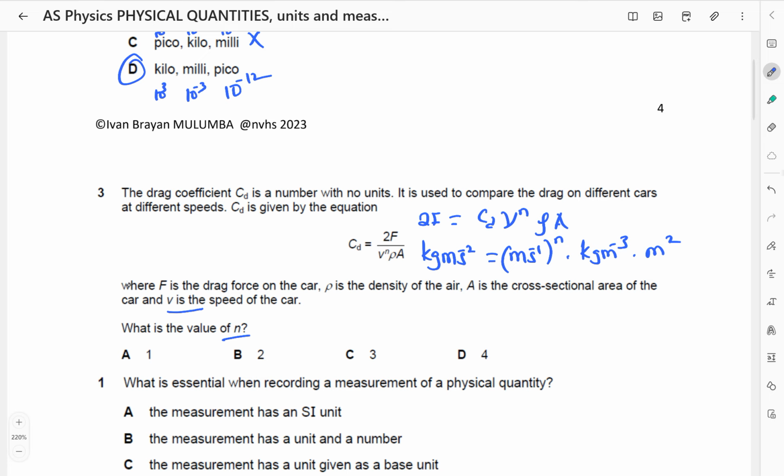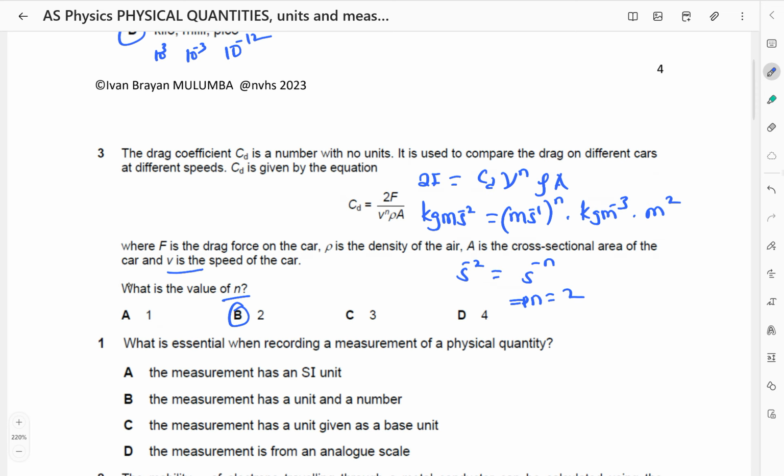If I use s, on the left-hand side I have s power negative 2. On the right-hand side I have only s power negative 1 times n, that is negative n, which means my value of n is going to be 2. And precisely the answer is going to be B. I would also use m. On the left-hand side I have m power 1. On the right-hand side I have m power n, then plus negative 3 because there's another m power negative 3 there, then plus 2 because there's another m power 2. I add the powers. So 1 is equal to n minus 3 plus 2, which is n minus 1, which means n is equal to 2.